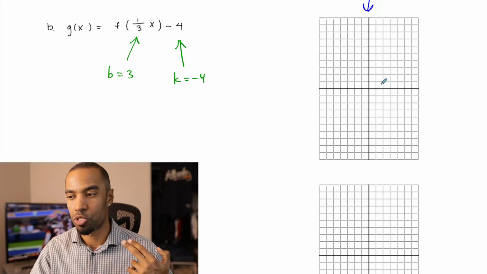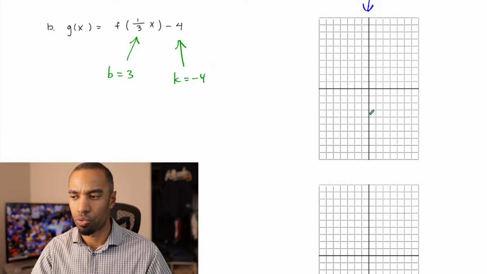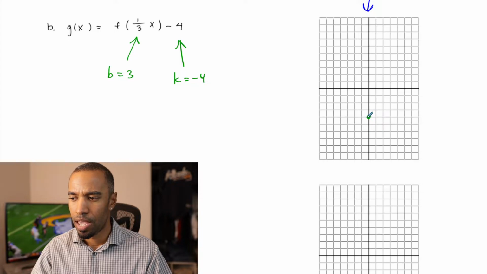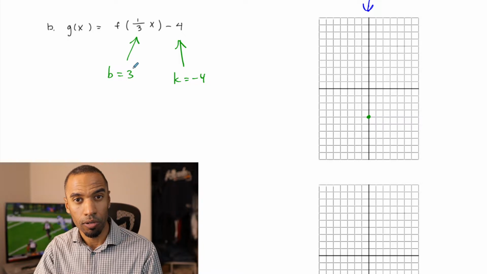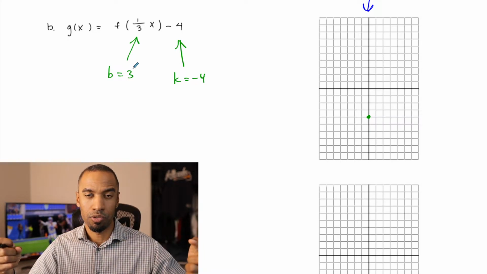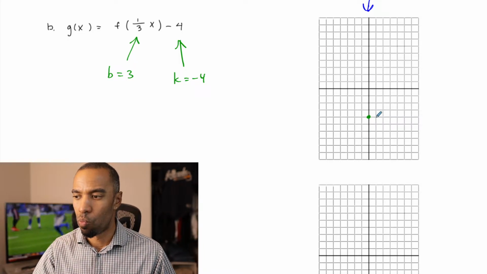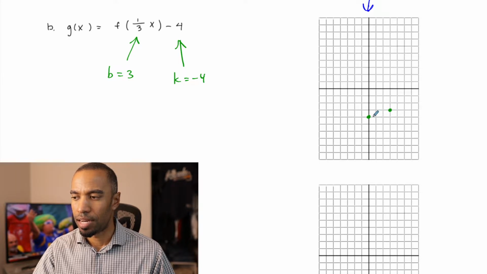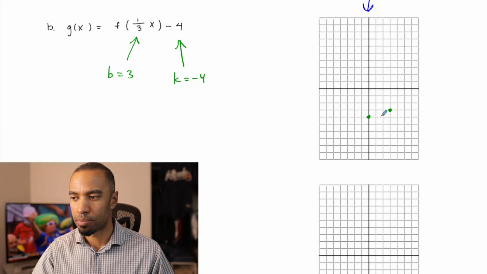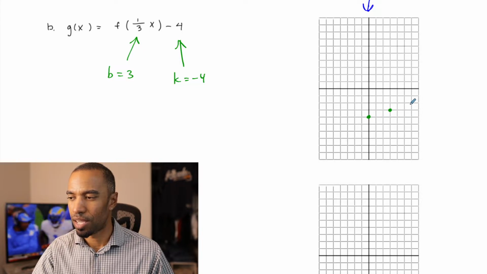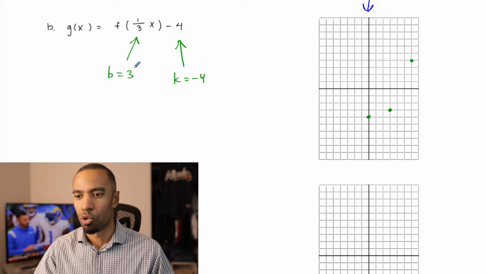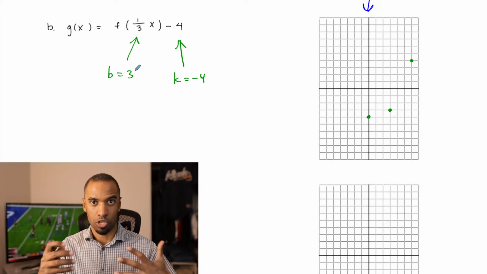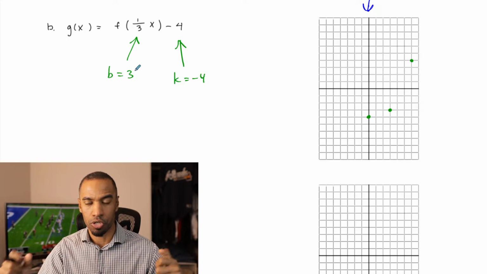K is negative 4 means we'll take our center and translate down 1, 2, 3, 4 units right there. And instead of our 1, 1, 2, 8 principle, now we're going to triple our x values and maintain the y values. Not 1, 1, but 3, 1. And not 2, 8, but 2 times 3 is 6, so 6, 8. So like that. Okay? So b is a horizontal stretch factor.